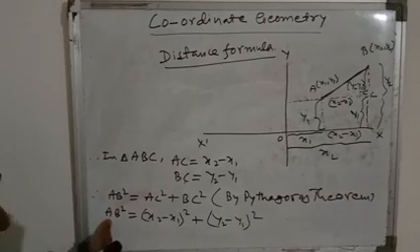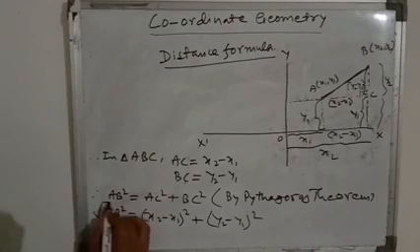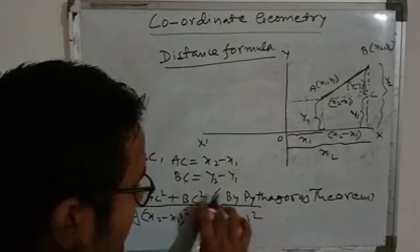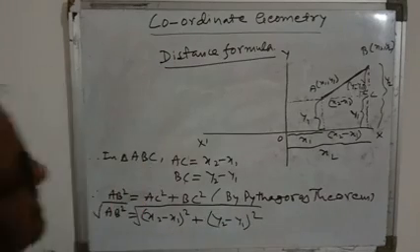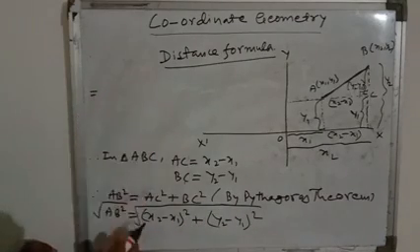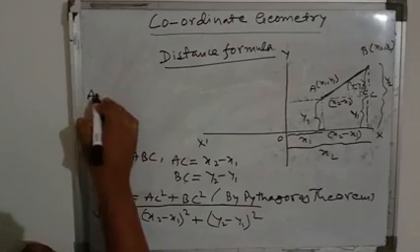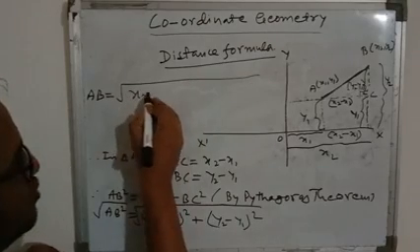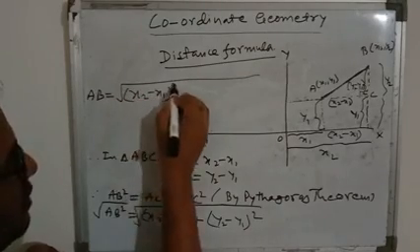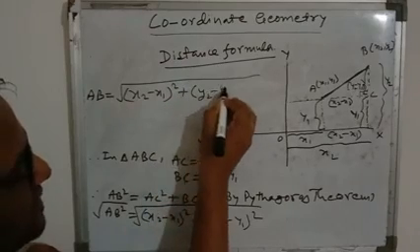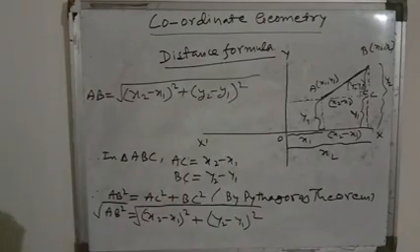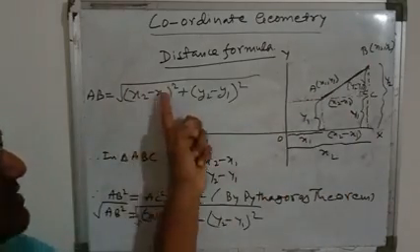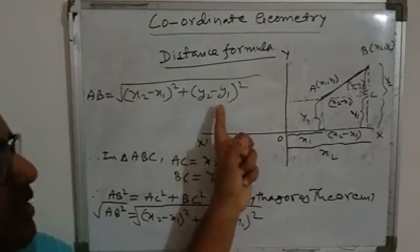Now we need only AB, but here AB square is there. So taking the square root on both sides, what will we get? The distance AB equals the square root of (x2 minus x1) whole square plus (y2 minus y1) whole square. So this is the distance formula. The distance between the points A and B equals under root (x2 minus x1) whole square plus (y2 minus y1) whole square.